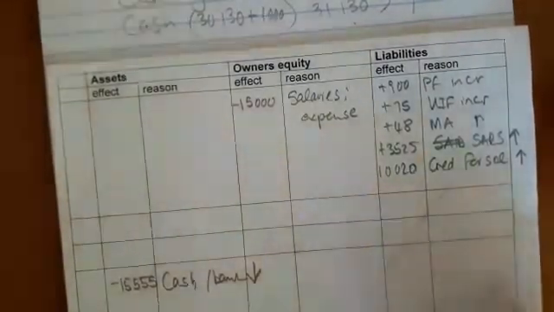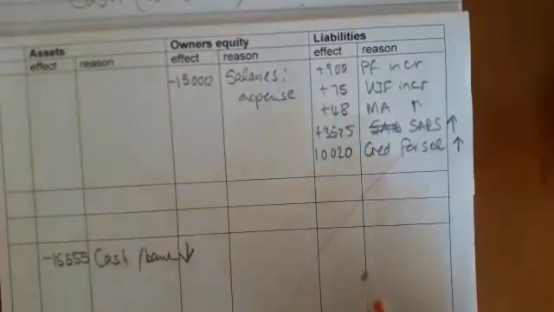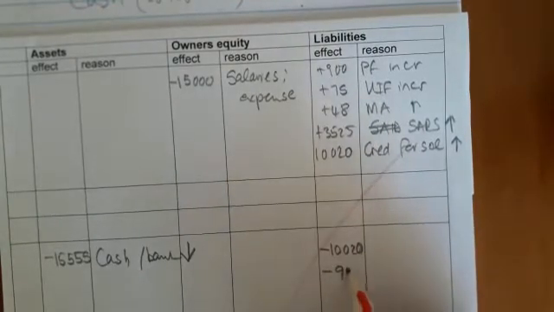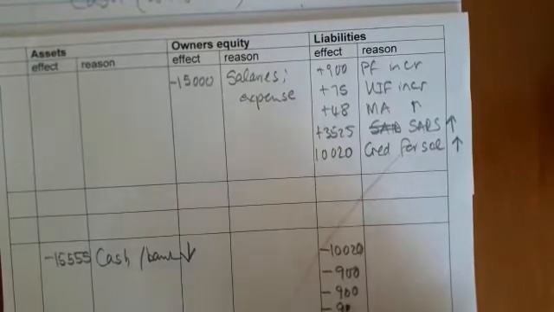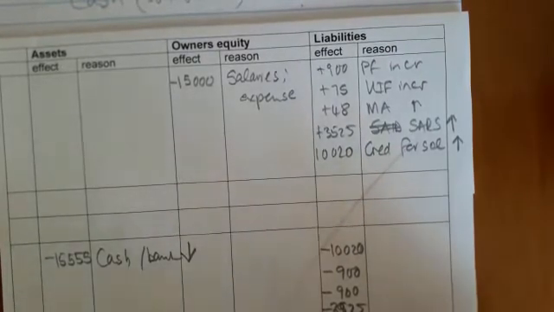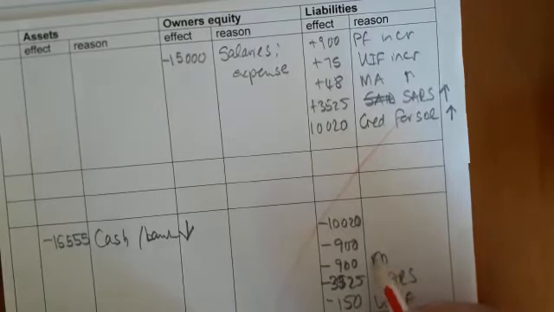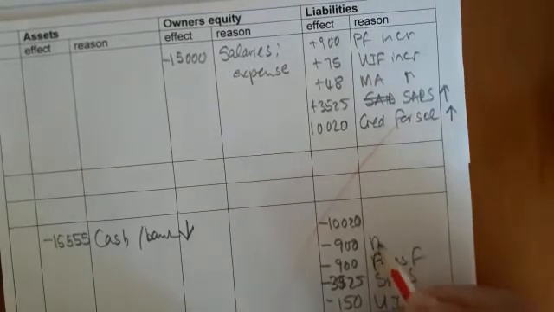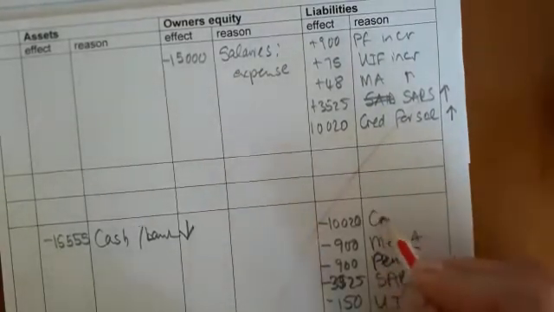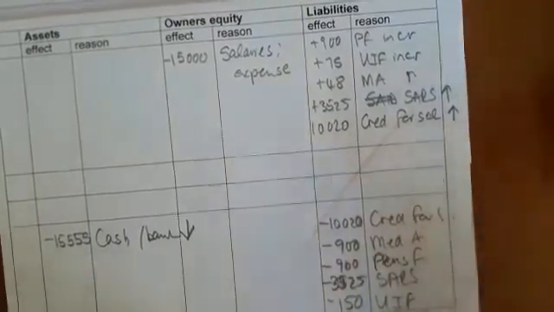What happened to all my creditors? They all decreased. So decreased with 10,020, 900 Rand, 960, 900, and 3,525 and 150 Rand. That is the UIF. That was SARS. This one was my pension fund, that one was my medical aid, and that one was my creditors for salaries. But what did we forget?